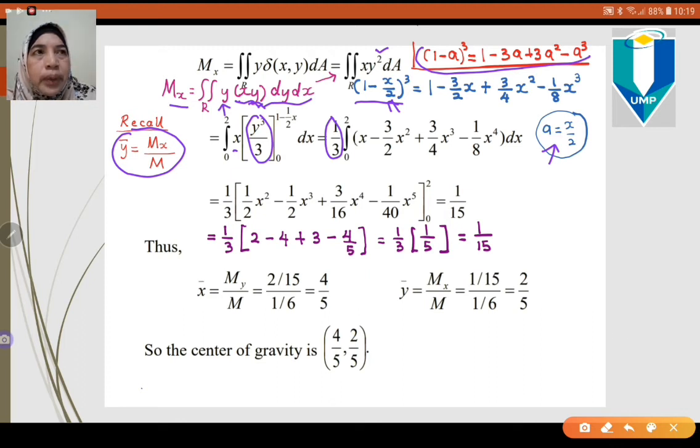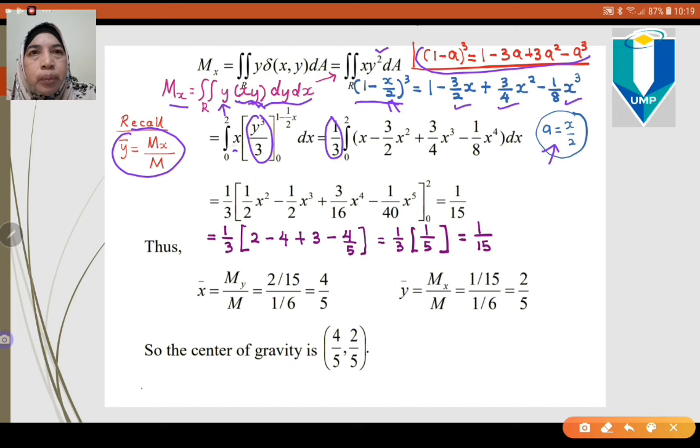So the a value is x over 2. So 3a will give you 3x over 2. 3a squared will give you 3x squared over 4. And you minus a cubed. A cubed is x over 2 to the power of 3, which is x cubed over 8. So you get this value.